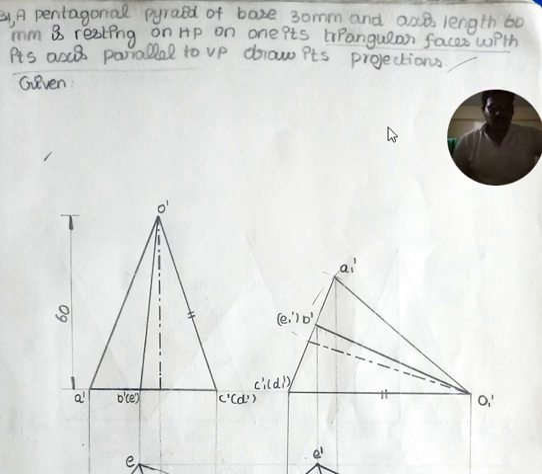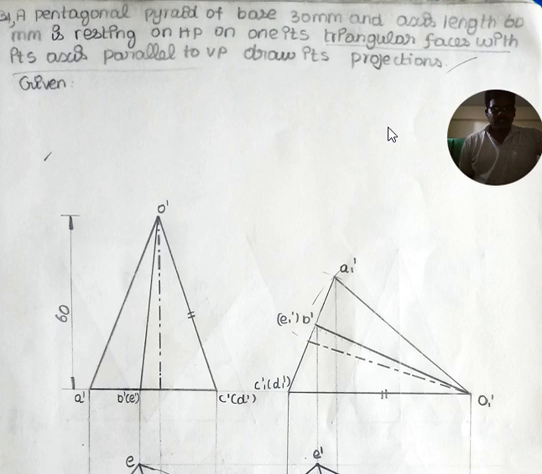So here the given problem is: a pentagonal pyramid of base side 30 mm and axis length 60 mm is resting on SP on one of its triangular faces with its axis parallel to VP. Draw its projections.